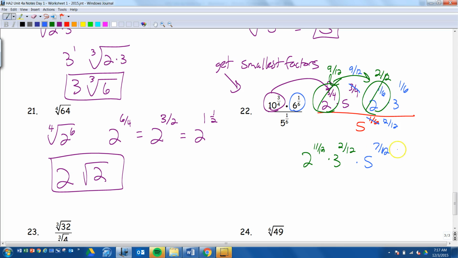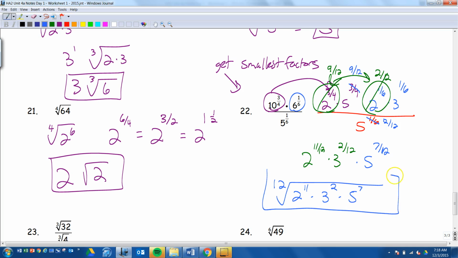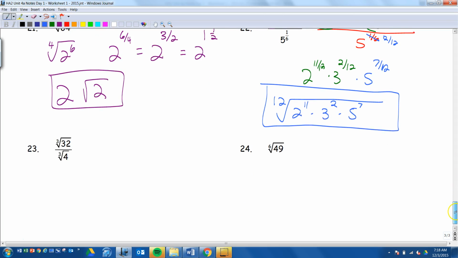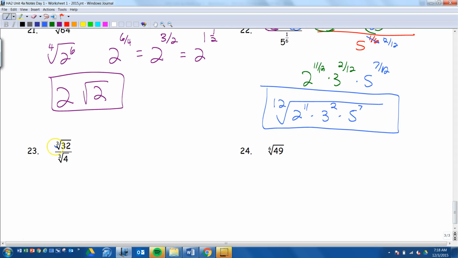Now, notice how all these fractions are smaller than 1, which means nothing can come out of this. So I can rewrite it in radical form. The 12th root of 2 to the 11th times 3 squared times 5 to the 7th. And again, you cannot multiply those numbers together because they are different powers. So, and this is going to be a really big number, so we're going to leave it like that. Don't multiply that out in your calculator and give me some crazy number. I don't need it.